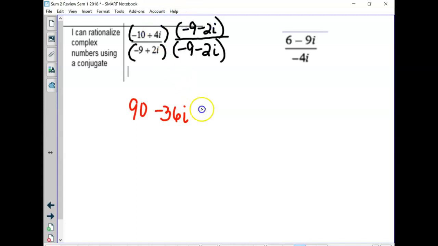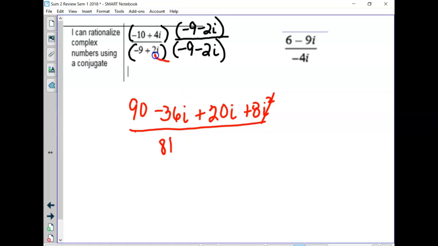What about -2 times -10? Positive 20i's. 4 times -2 is -8, but that one was an i squared, so it's going to become what? A positive 8. The denominator, -9 times -9 is 81. What should happen if these are conjugates? The middle term should drop out. Negative times a negative is plus 18i. Positive times a negative is negative 18i. Then 2 times -2 is -4i squared, which will become plus 4.